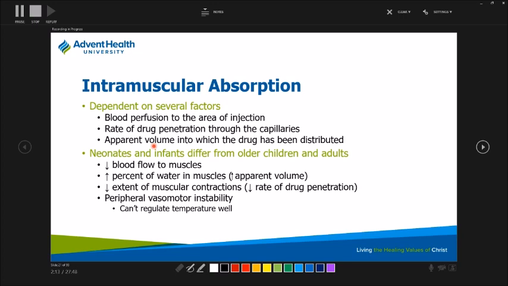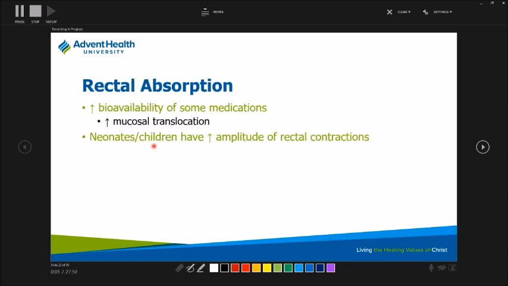Okay, those are all things we expect to see. As I mentioned, rectal absorption is very good, but keep in mind that an increased amplitude of contractions is going to sometimes cause the patient to spit the medication right back out, so you've got to make sure you hold those cheeks shut for at least a few minutes.